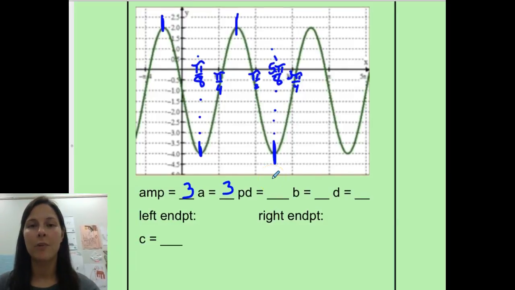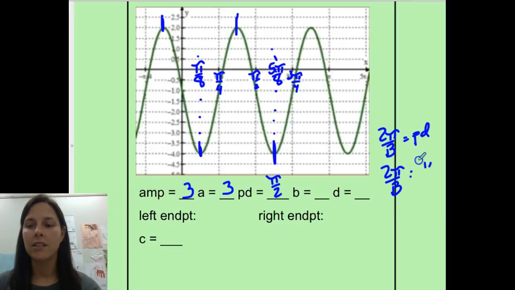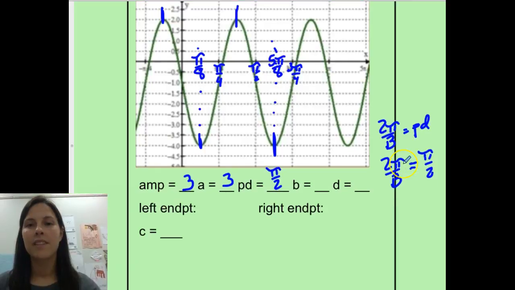Subtracting those two values, 5 pi over 8 minus pi over 8 gives me 4 pi over 8, which simplifies to pi over 2. That's the period of this function. So to find b, remember typically we do 2 pi divided by b to get the period of the function. Well, this time we know the period and we need to solve for b. The easiest way to solve this is to treat it like a proportion, cross multiply and divide. So I get 2 pi times 2 equals pi times b. Dividing both sides by pi to solve for b, my b value is 4.